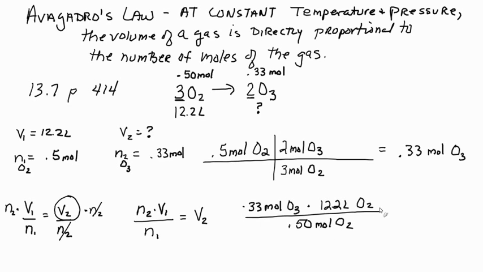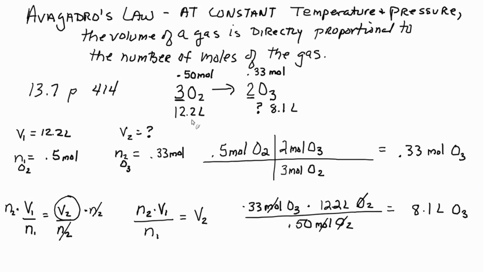Okay, then you go through and make your cancellations. O2 and O2 cancel, mole and mole cancel, and so you're left with liters of O3, which is exactly what we're looking for. Plug those numbers into your calculator, and you will get 8.1 liters of O3. So our new volume is going to be 8.1 liters.